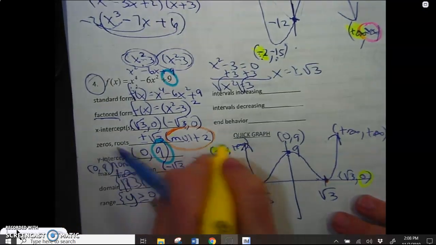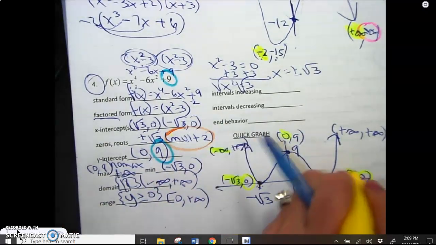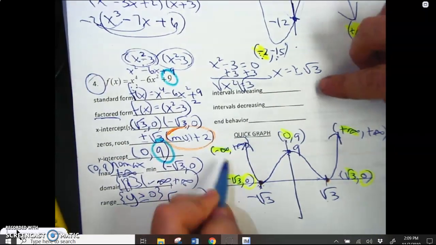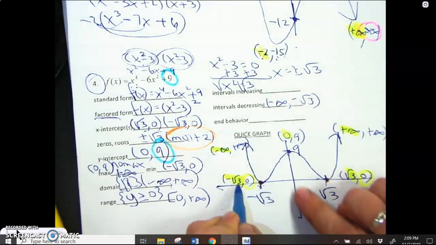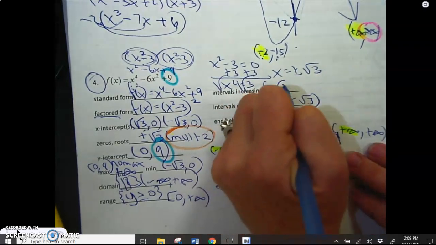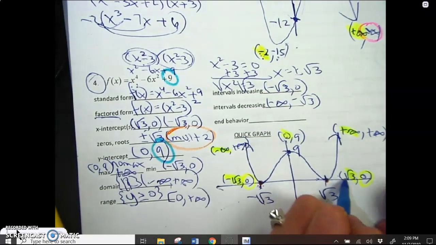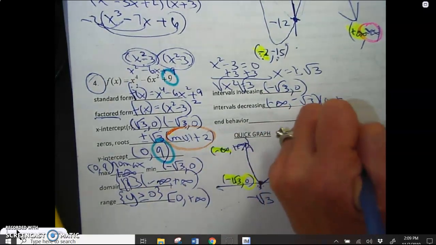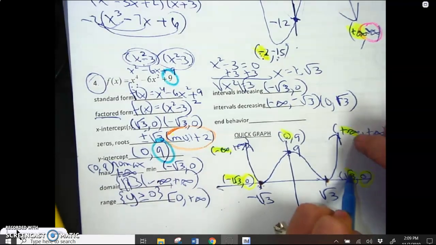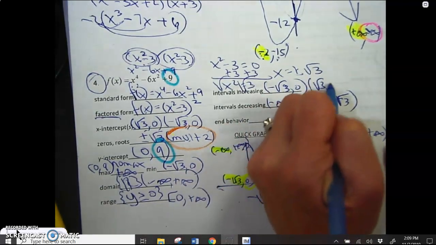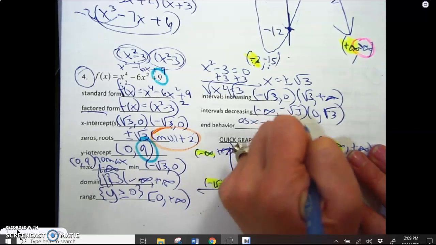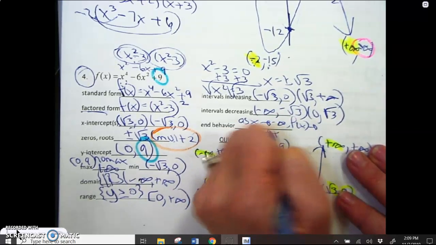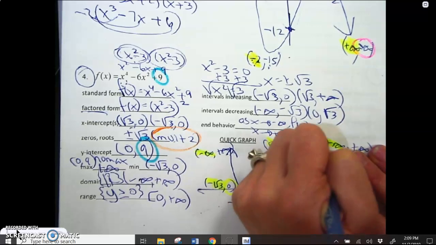Intervals where it's increasing and decreasing. Okay? So from here to here, decreasing. From here to here, increasing. From here to here, decreasing. Oops. From here to here, increasing. Okay, sorry, it's getting uglier and uglier. As x approaches negative infinity, f of x approaches. As x approaches positive infinity, f of x approaches.